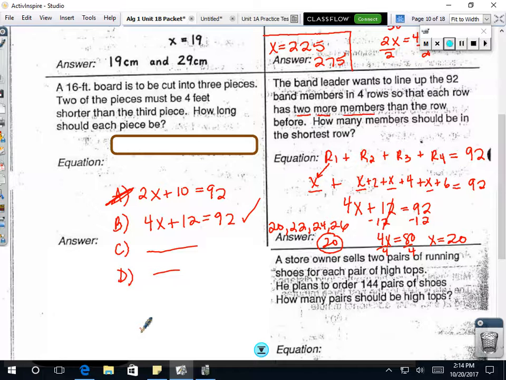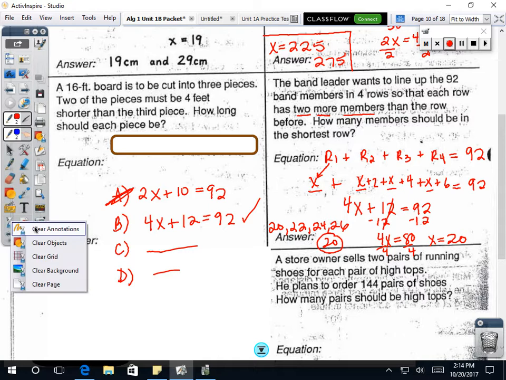Everybody understands that? Okay, those are good test-taking skills. Being able to get the right answer, even if you didn't know how to do the equation, you can still figure it out.